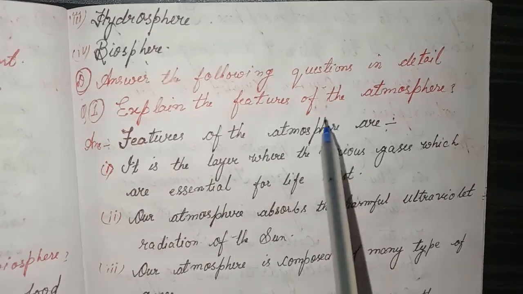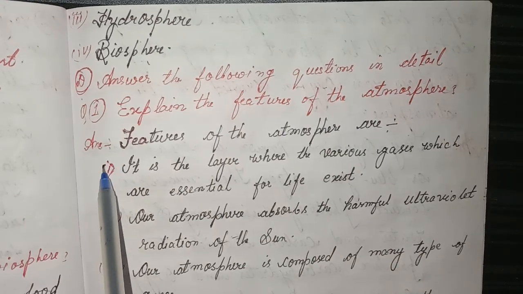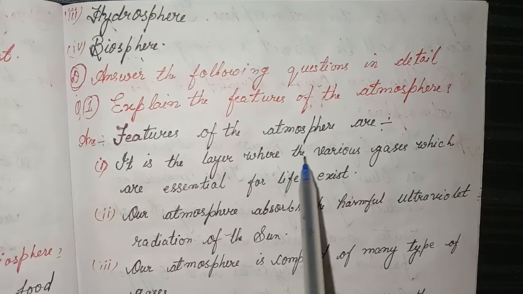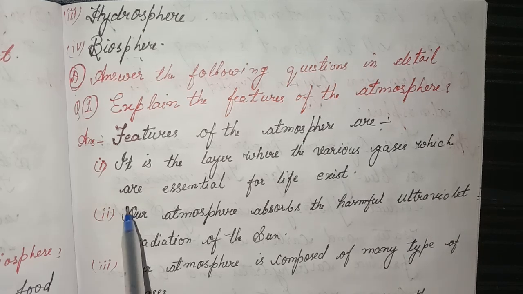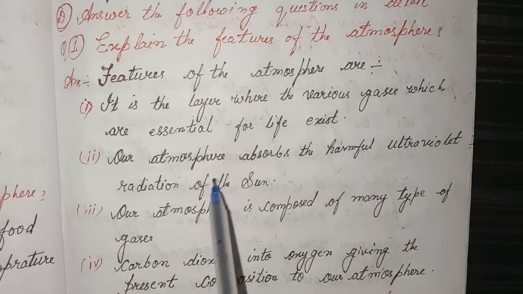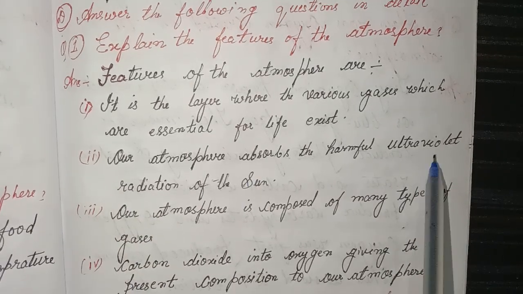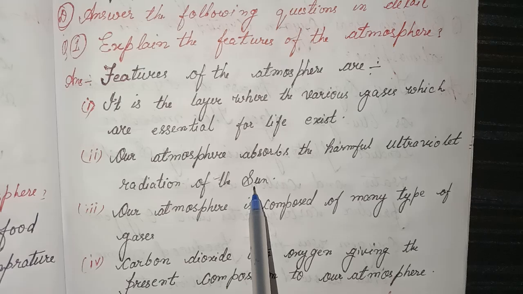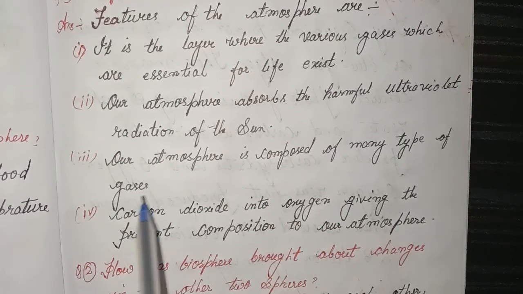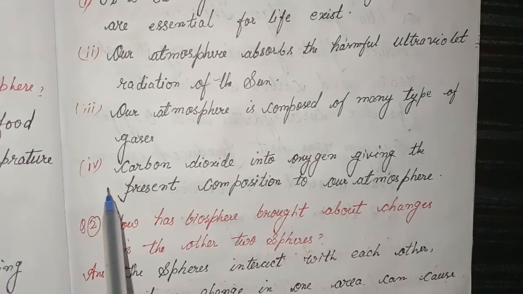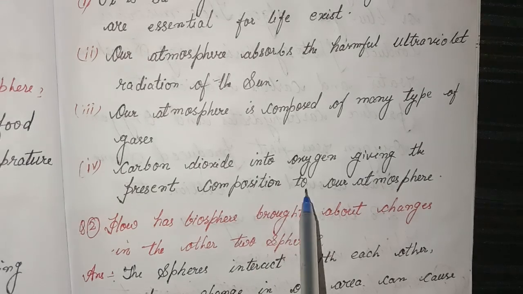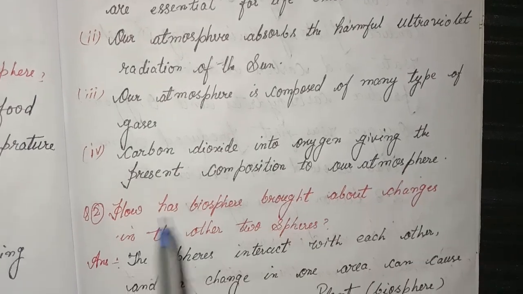D. Answer the following questions in detail. First, explain the features of the atmosphere. Answer. Features of the atmosphere are: first, it is the layer where the various gases which are essential for life exist. Second, our atmosphere absorbs the harmful ultraviolet radiation of the sun. Third, our atmosphere is composed of many types of gases. 4. Carbon dioxide into oxygen, giving the present composition to our atmosphere.